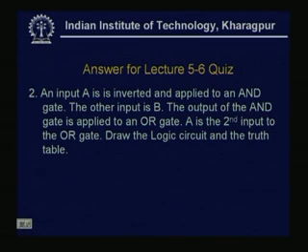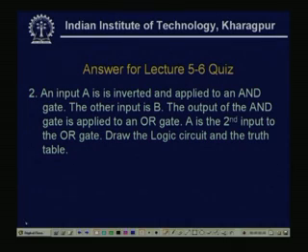See our second question. The second question: an input A is inverted and applied to an AND gate. The other input is B. The output of the AND gate is applied to an OR gate. A is the second input to the OR gate. Draw the logic circuit and the truth table.